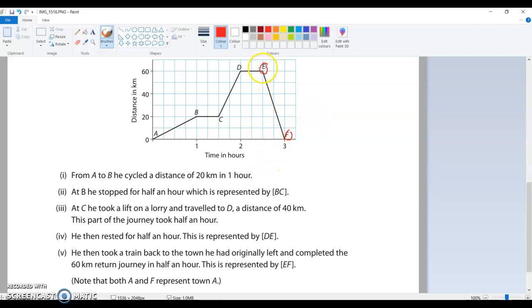So if you do get any negative answers here for speed when we do it, change them to a positive. Speed is always going to be positive, okay? So from E to F there, I would say he's going faster again, okay? It's downwards, so maybe it's slightly hard to compare it to CD, but it looks steeper than CD. So I would imagine this bit's going to be the fastest that he's traveled.